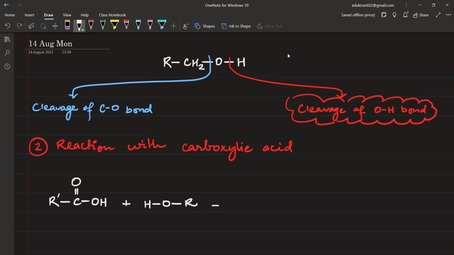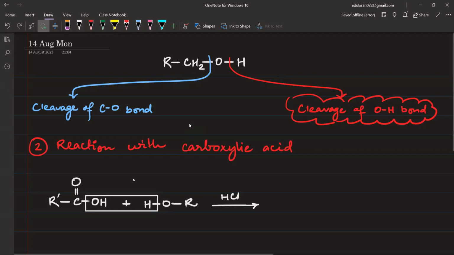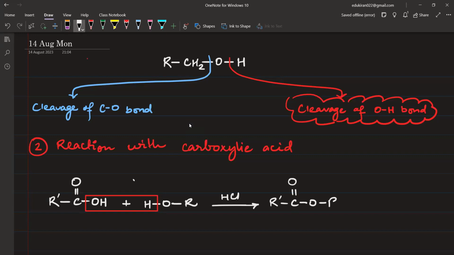When both of these react in the presence of HCl, or you can also have concentrated H2SO4, then they liberate water like this. OH is from the carboxylic acid, and H is taken from the alcohol. So when you remove this part, you will get R dash, C double bond O, and this carbon will be directly bonded to this oxygen atom and further to this particular R group that is from alcohol.